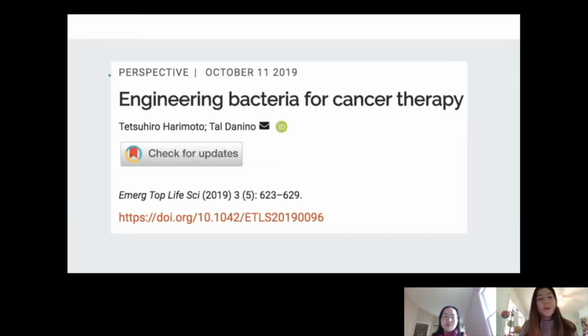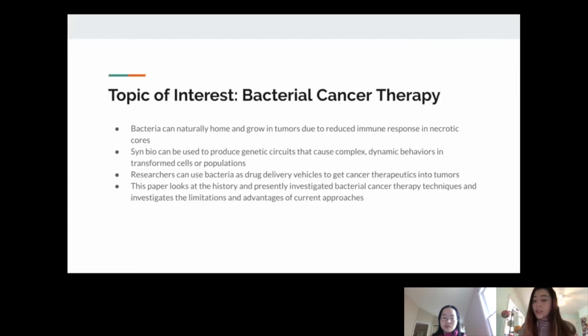All right, so the paper that we're going to talk about today is Engineering Bacteria for Cancer Therapy, and it's by Tetsuhiro Hiramoto and Tal Danino. The topic of interest for this particular review paper is bacterial cancer therapy.